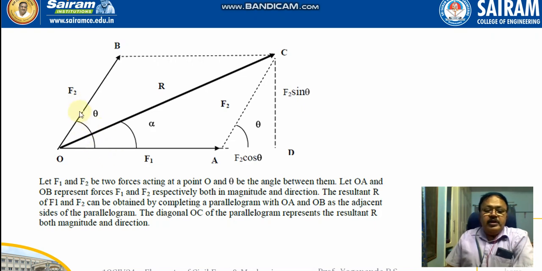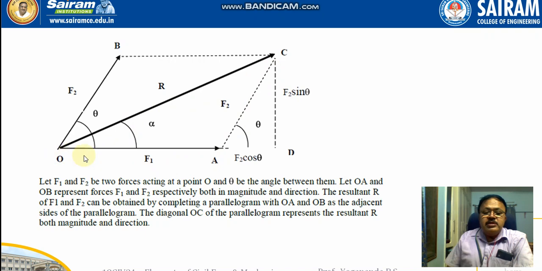Let F1 and F2 be the two forces which are coplanar and concurrent acting at the point O. Let theta be the angle between these two forces F1 and F2. Now I am representing these two concurrent forces F1 and F2 on the two adjacent sides of the parallelogram.